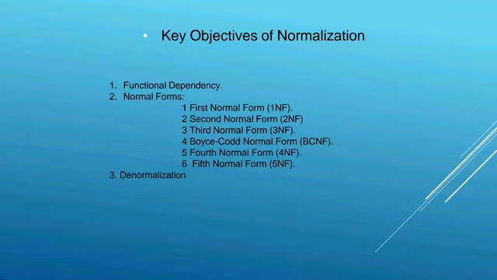Key objectives of normalization. First, functional dependency. Second, normal form. There are 6 types of normal form: first normal form, second normal form, third normal form, Boyce-Codd normal form, fourth normal form, fifth normal form. Third, denormalization.